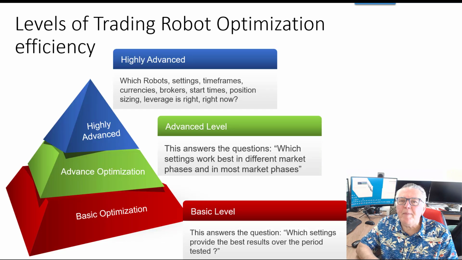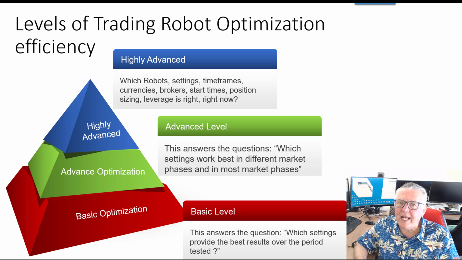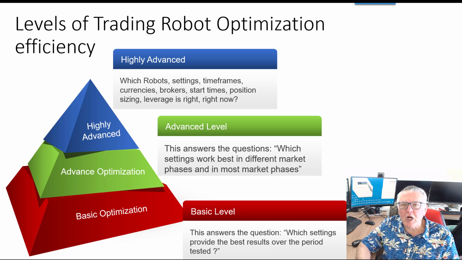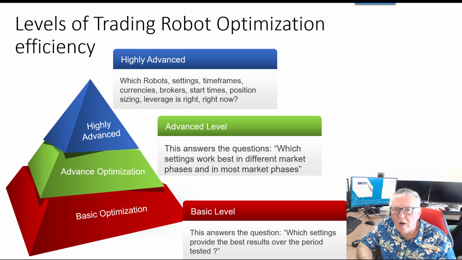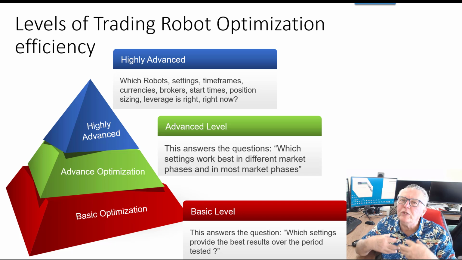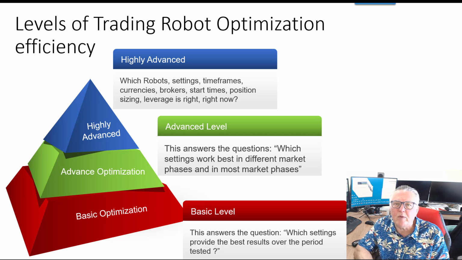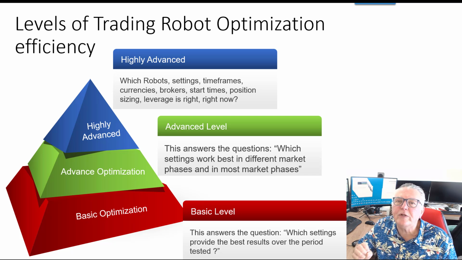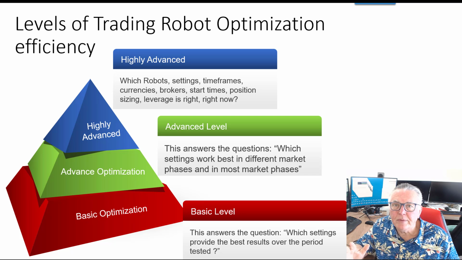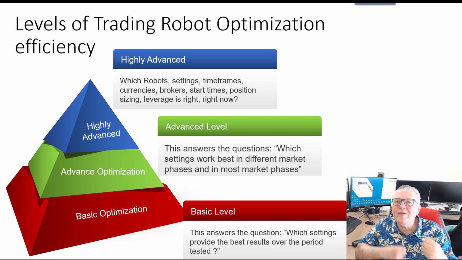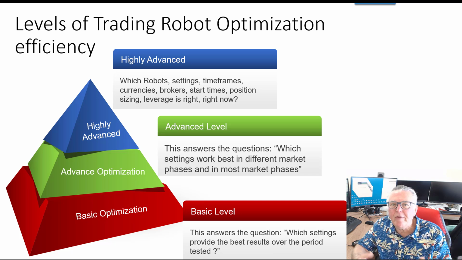So today we're going to be talking about more advanced optimization techniques, and on your screen you can see a triangle or a pyramid which shows that the basic optimization techniques are the ones that are most commonly used, where one would optimize a period backwards to find the best settings that worked for that particular period. And that is where a lot of traders stop. They don't go any further with their optimization experience, and that is why they have a very limited view of what is actually happening in the market.